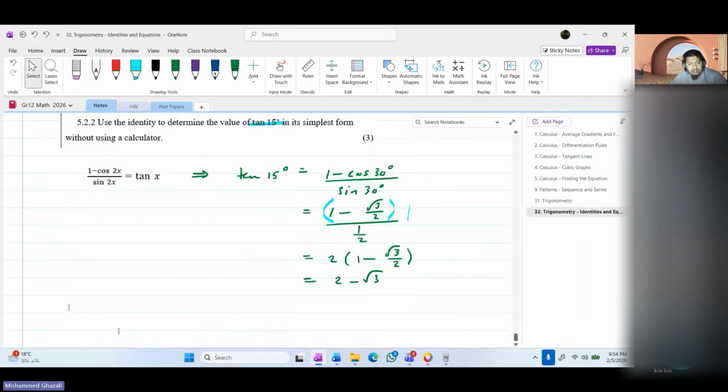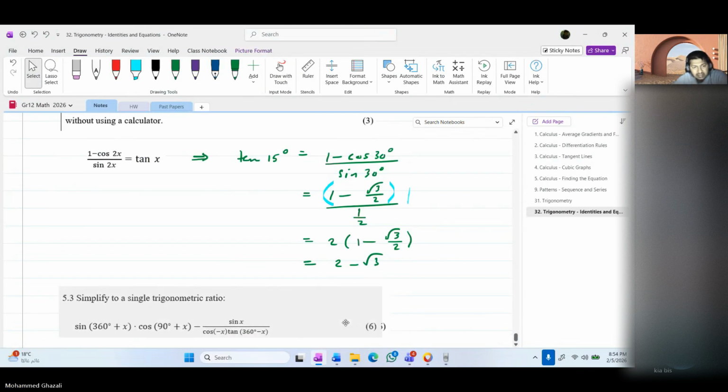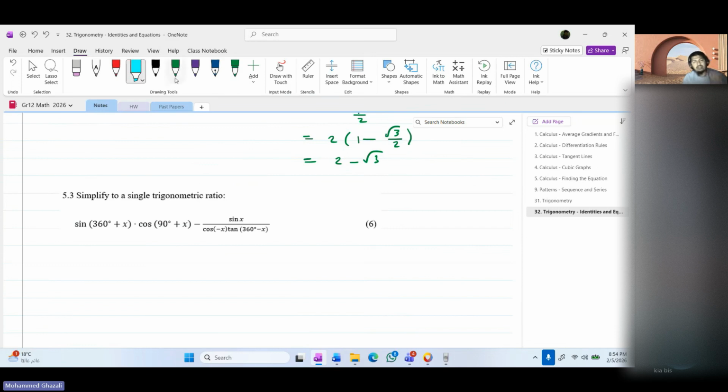I hope this is easy, but let's see. Simplify to a single trigonometric ratio. How do I simplify this into a single trigonometric ratio? Nothing is difficult here because there are no double angles. It looks like a normal grade 11 problem, but let's see.